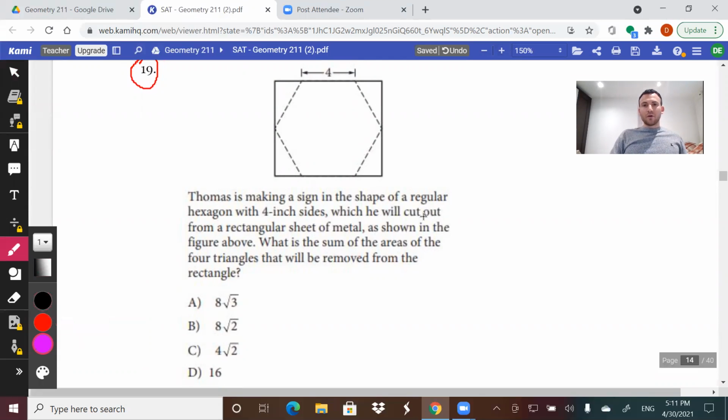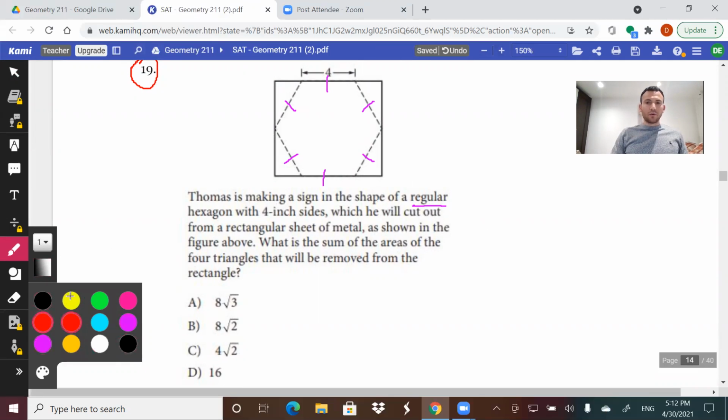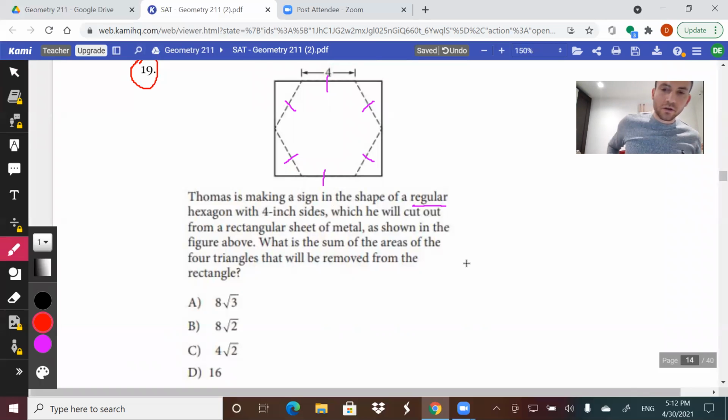Okay. So Thomas is making a sign in the shape of a regular hexagon. Regular means all sides and angles are the same. So each one of these sides is 4. All of these angles are the same. All right. So what we did at the way beginning of this video is about to come in handy, which you will cut out from a regular sheet of metal as shown in the figure above. What is the sum of the areas of the 4 triangles that will be removed? So he wants the sum of the areas of these 4 triangles in red.